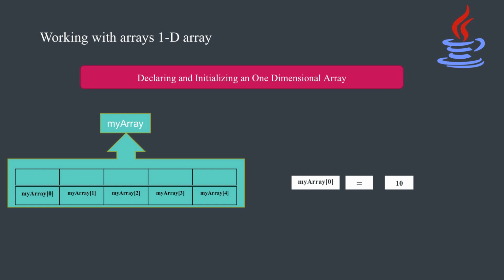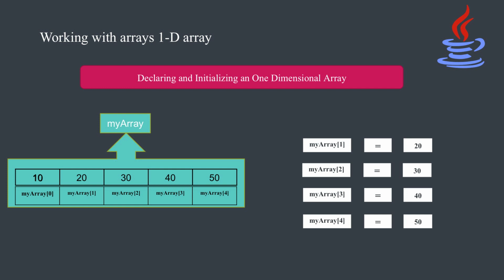Let's say the size is 5, so there will be indexes 0 to n minus 1. So it's going to be 0 to 4 for the size of 5. Now every element in an array is accessible through this index. For example, when you say myArray[0] is assigned 10, you are writing the data in the 0th index.